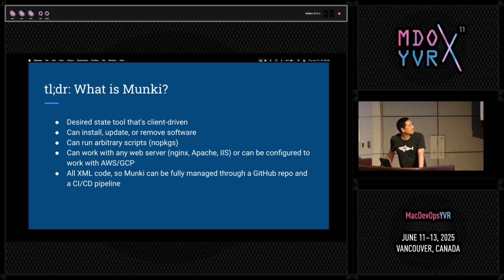If you don't use it, here's a very quick overview. It's a desired state tool. Basically it's like, we want this installed, make sure it's installed. It can install, it can update, it can remove. You don't even need to be installing a real thing. You can just run an arbitrary script using what's called a nopkg. One of the great things about Munki is it can be run almost from anywhere, like a web server. A lot of people use AWS or GCP. And everything's code, so if you put Munki into GitHub, there's a great way to keep track of all the changes happening in there.